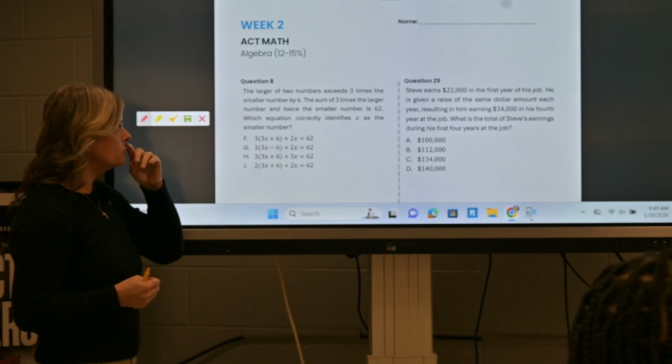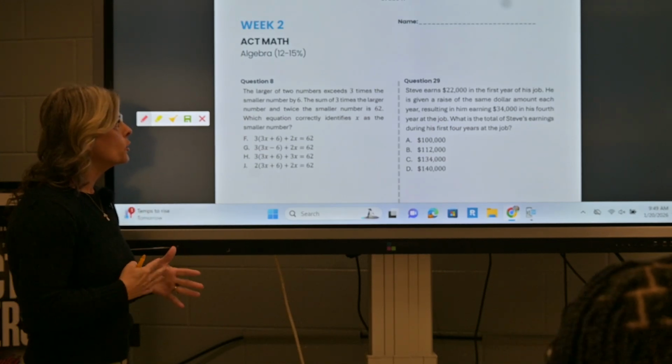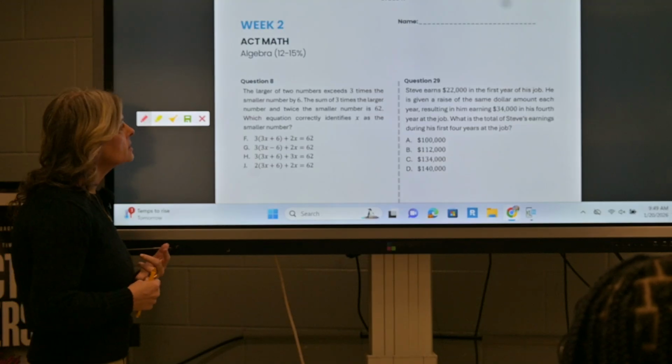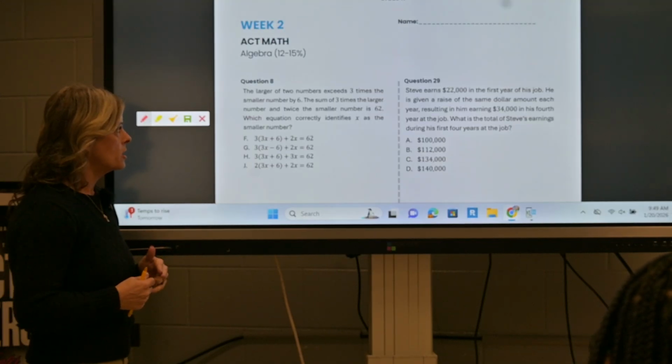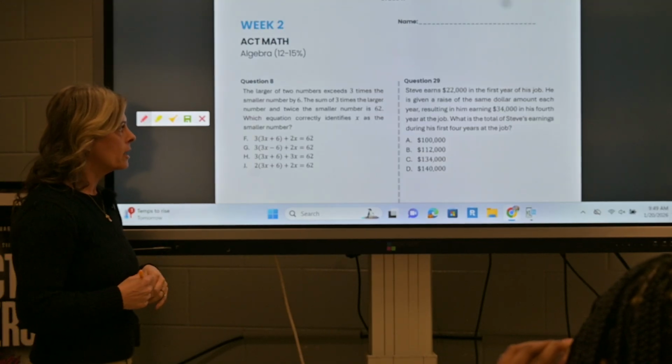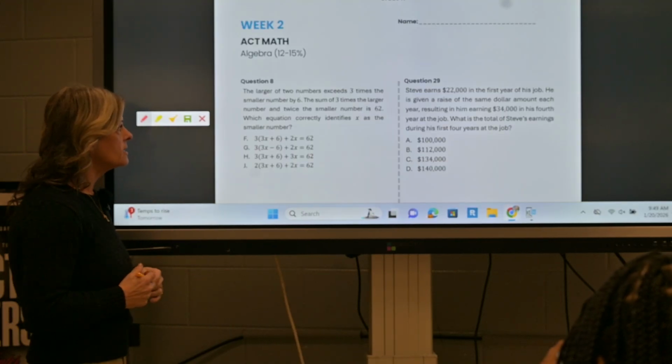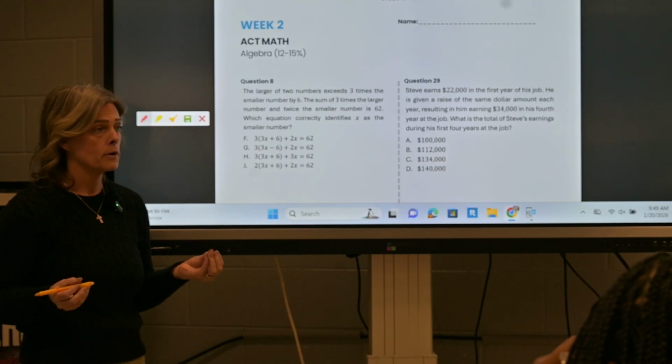The larger of two numbers exceeds 3 times the smaller number by 6. The sum of 3 times the larger number and twice the smaller number is 62. Which equation correctly identifies x as the smaller number?